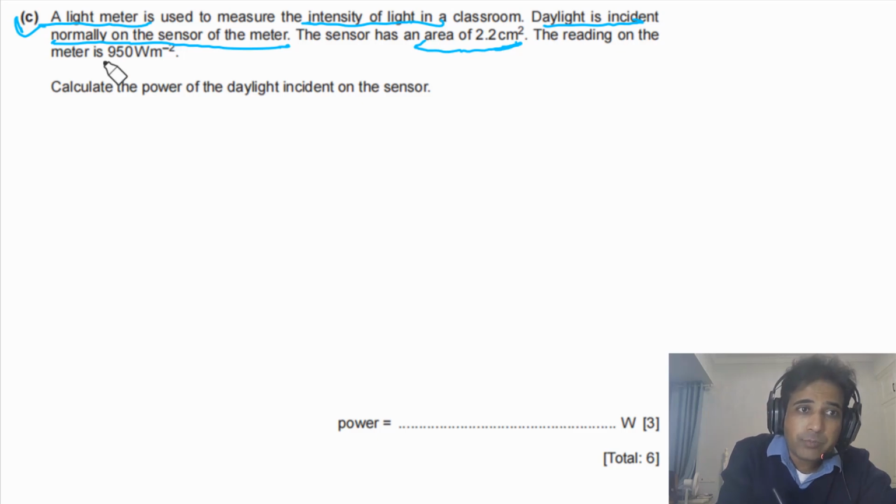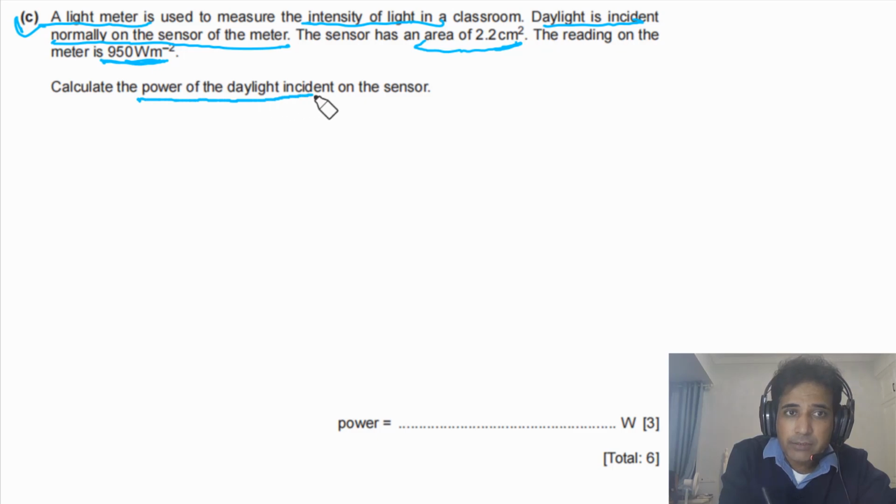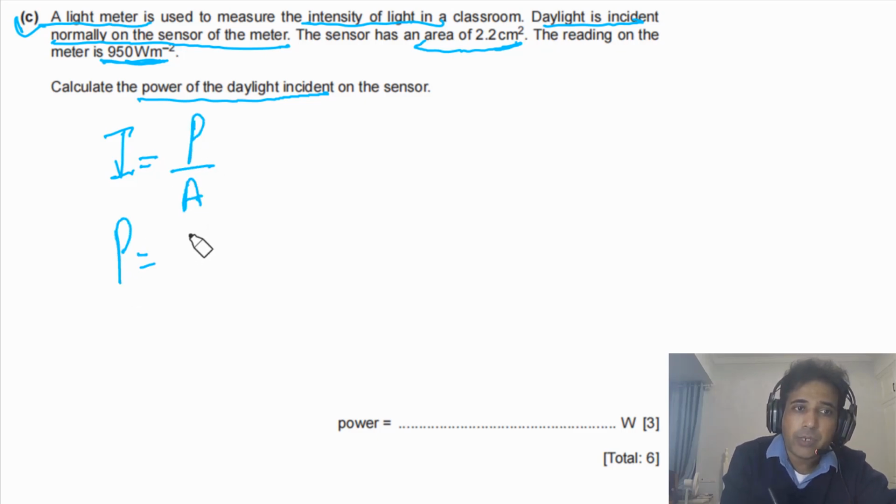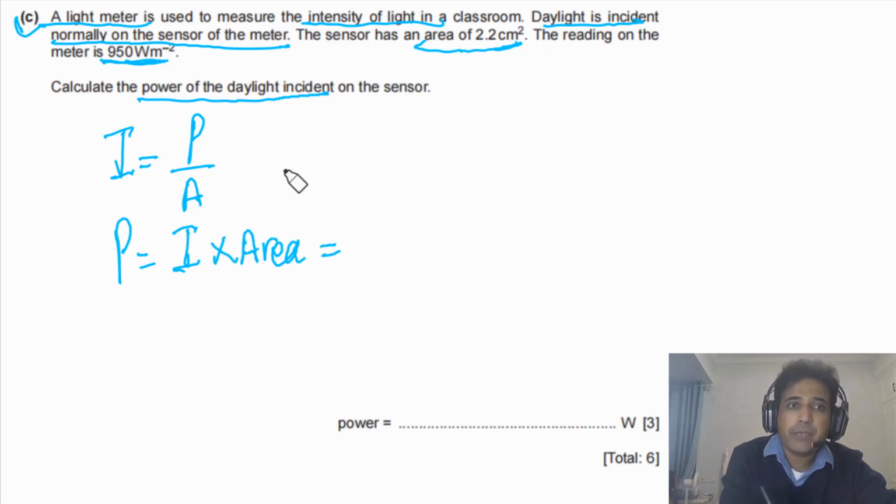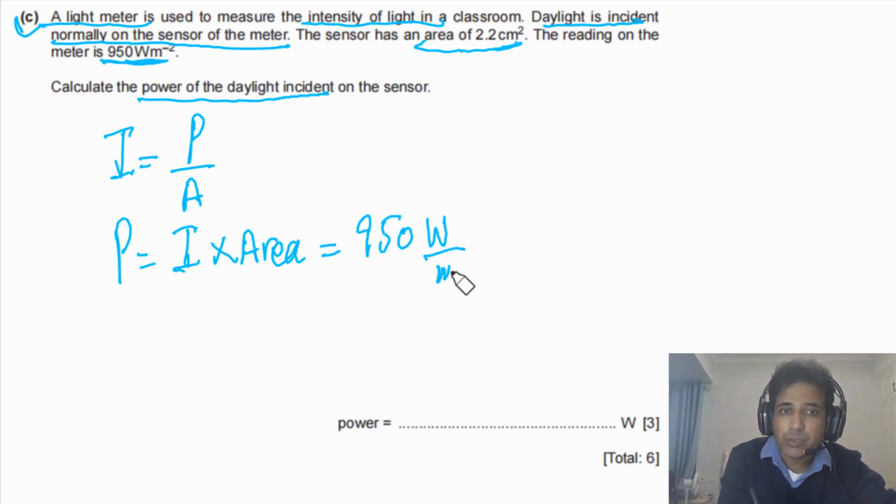The reading on the meter is 950 watts per square meter. Calculate the power of the daylight incident on the sensor. So simply we need to understand that intensity is equal to power over area. We need to find power, so power will be equal to intensity times area. The value of intensity is given to us, that is 950 watts per square meter.